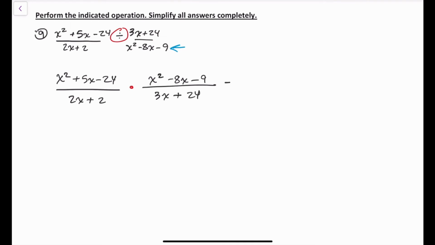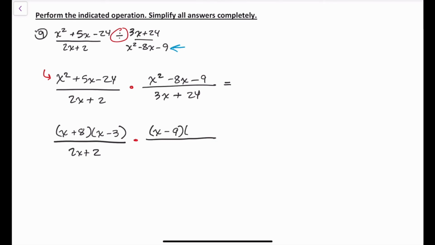And now I'm going to proceed like I did with the other multiplication problem and just factor, cross simplify, and then multiply across the top and then across the bottom. So let's go ahead and do that. And of course, if you're feeling good about this, when you flip your second fraction, you can just jump to this step. But again, I just want to make sure everybody's clear on exactly what I'm doing here.